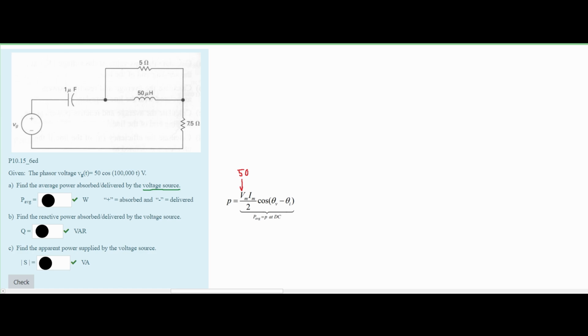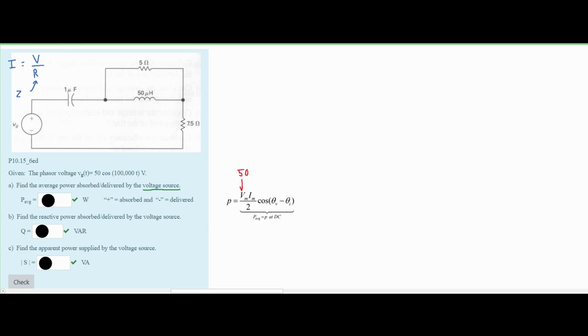To find it, we are going to use Ohm's law. Ohm's law states that our current is equal to our voltage over the resistance, and the resistance is equivalent to impedance. Now, impedance is what we need to find. So to find impedance, we are going to combine all of our impedances together.